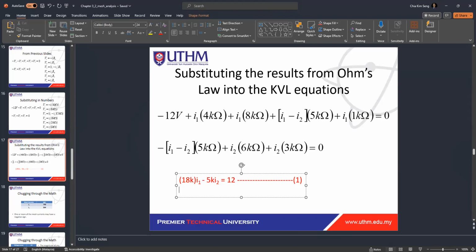How about the next equation? Again, we don't want to group the I1 and I2, so I copy the framework. To get equation 2, what is the coefficient of this I1? Normally it should be plus, and I2. So what is the coefficient?